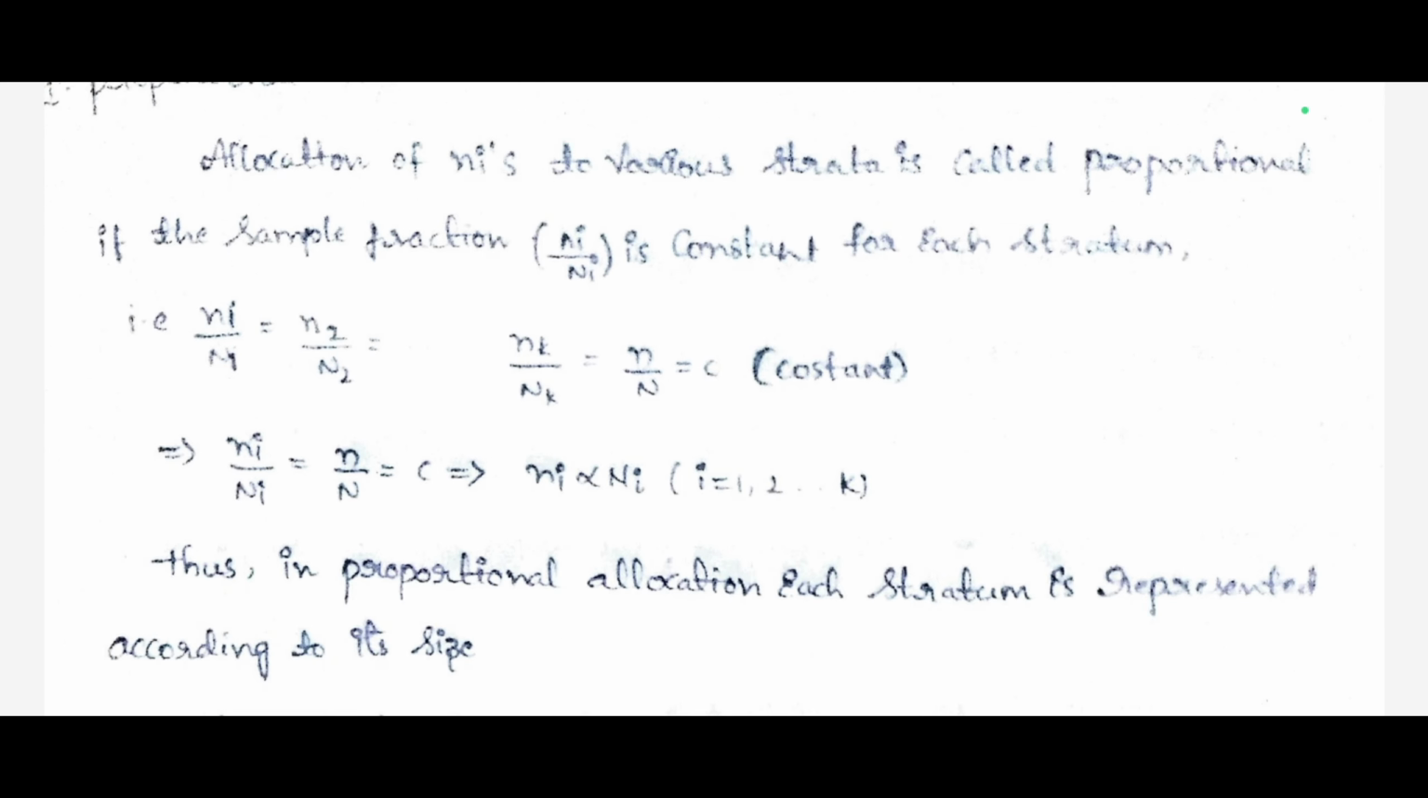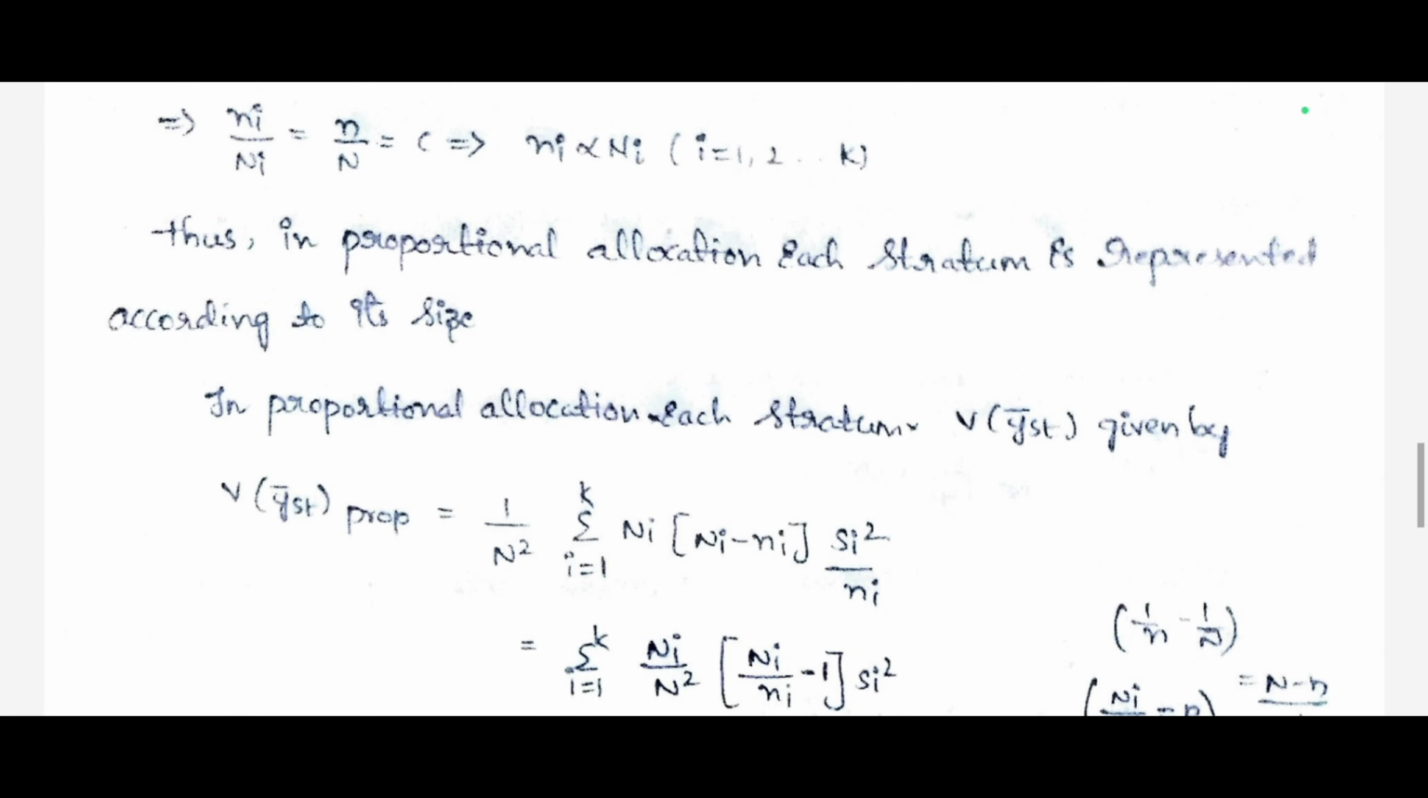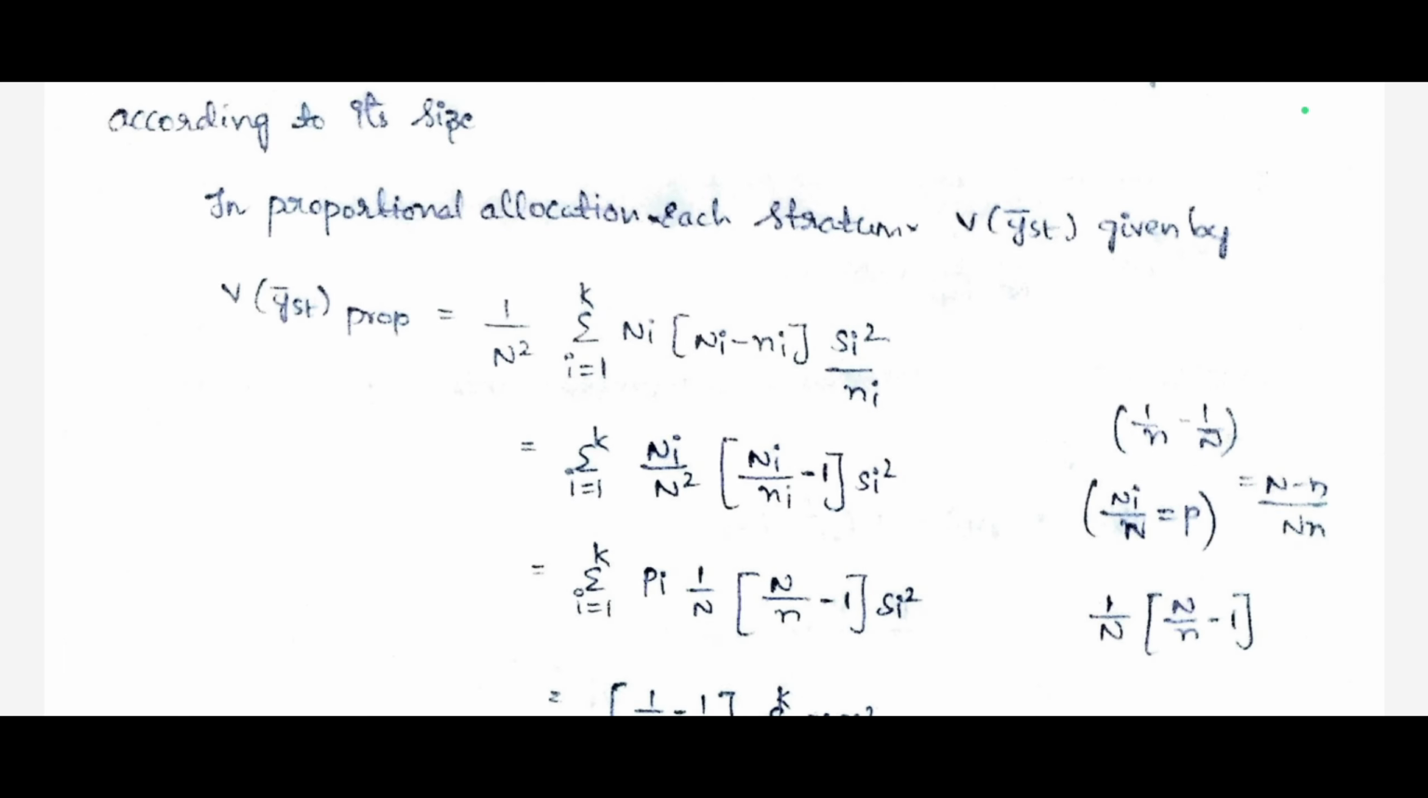Okay, here ni is directly proportional to the capital Ni. Thus, in proportional allocation, each stratum is represented according to its size. In proportional allocation, the variance of y bar of st is given by the variance of y bar of st with the proportion value. Since we have already the formula, we can see the proof also.